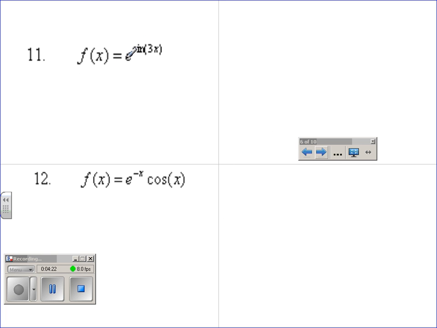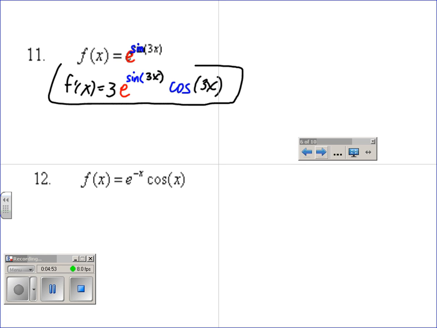Alright, the outer function is e in this case. It's e, and then a sine, and then your 3x. So the derivative of e to anything is e to that thing, times the derivative of that thing. So the derivative of sine of something is cosine of that same thing, times the derivative of that thing, which is 3. And write it in front.